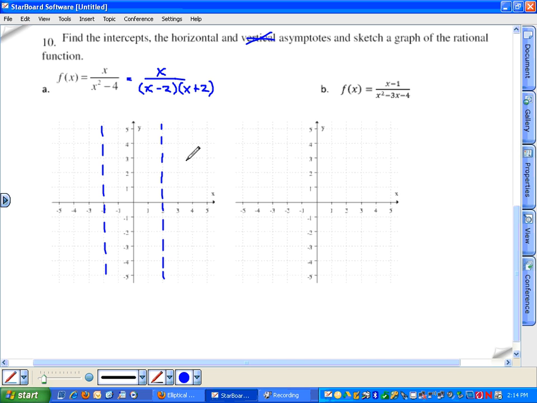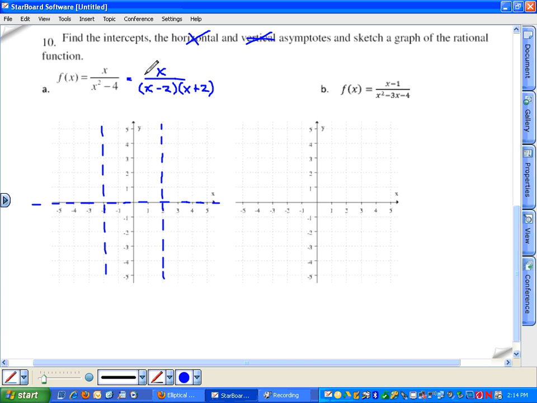Okay, so there's vertical asymptotes. A horizontal asymptote has to do with the degree of the numerator compared to the denominator. There were three different cases we learned. In the case where the numerator is of smaller degree than the denominator, that results in a horizontal asymptote of 0. If the numerator and denominator happen to have equal degree, then the horizontal asymptote would be the ratio of their leading coefficients. If the numerator has a higher degree than the denominator, there is no horizontal asymptote.